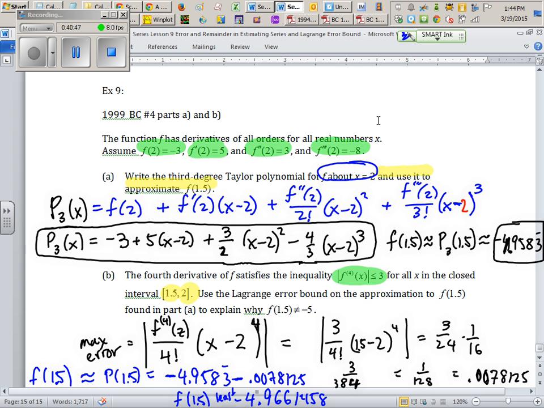This is the least value. Or you could actually write it as the minimum that f of 1.5 could be is this, which is definitely not negative 5. It doesn't quite reach low enough to be negative 5, and that's what we were trying to prove. We were trying to show that this could never reach negative 5. It got close, but it couldn't be possible.